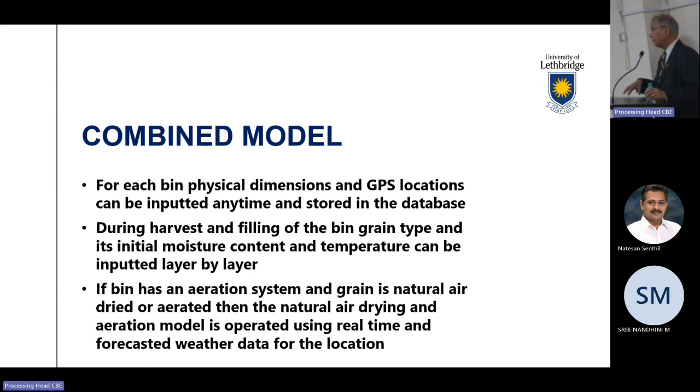if you are harvesting grain on a sunny day, the grain temperature is about 10 degrees centigrade higher than the ambient temperature. So the mathematical model can use that information. Once you put in the date of harvest, it can calculate what the initial temperature of the grain would be. And then it can even do it layer by layer.